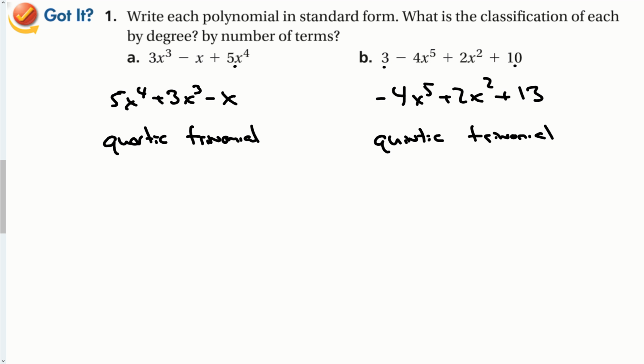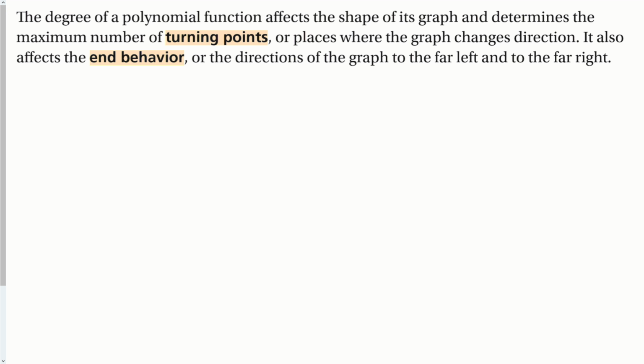Okay. And we can name any polynomial up to however many terms that we possibly have. Okay. Besides the name, the degree of a polynomial function also affects the shape of its graph and determines something called turning points, or places where the graph changes direction. It also affects the end behavior, or the directions on the far left or the far right of the graph.